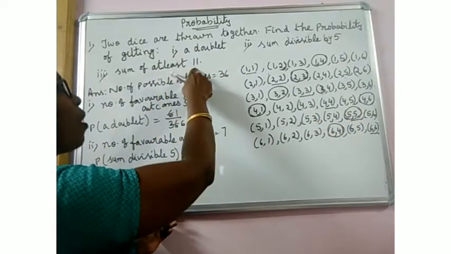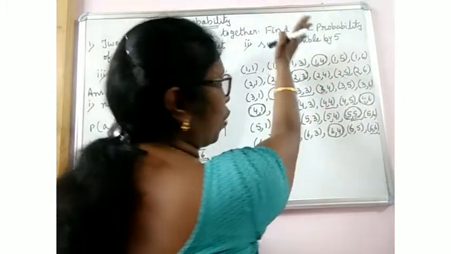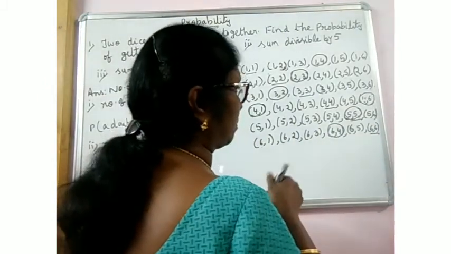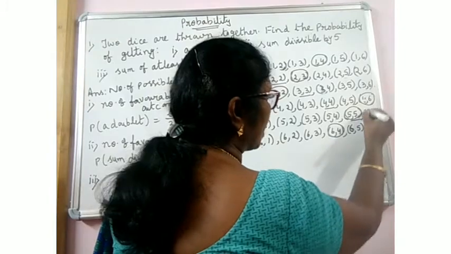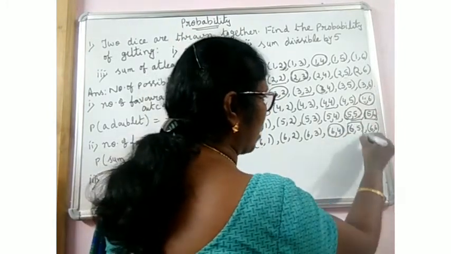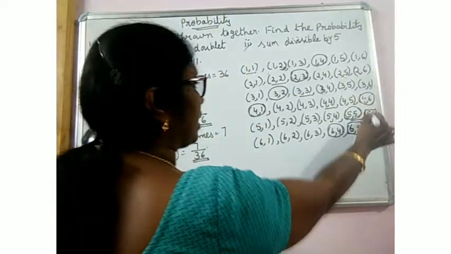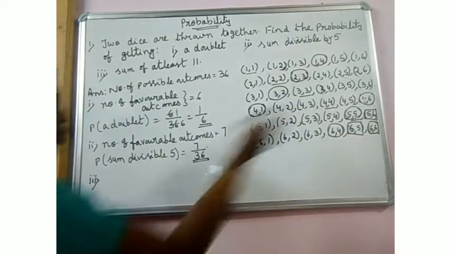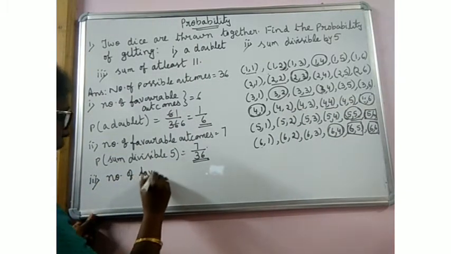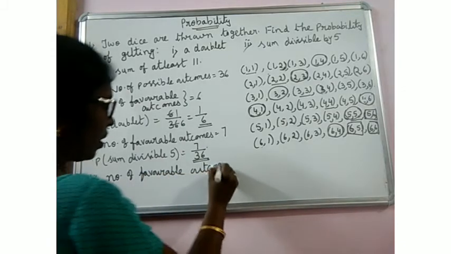But you are given sum of at least 11. So for all these we won't get it. From 5 we see at least 5,6 is 11. 6 plus 5 also 11. 6 plus 6 is 12. At least 11 means these are 11, this is 12. So favorable outcomes are 3 here. So number of favorable outcomes for your third bit is 3.